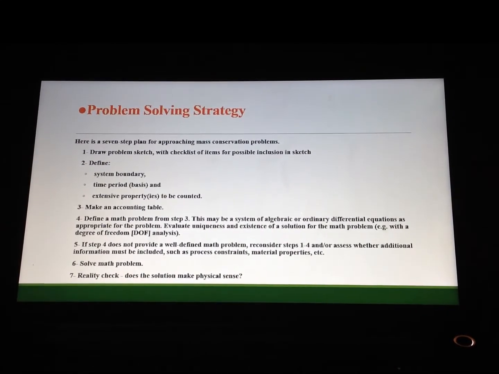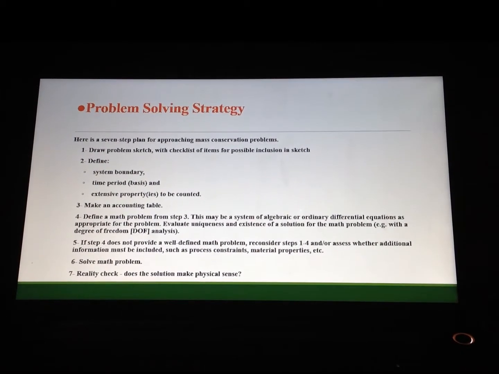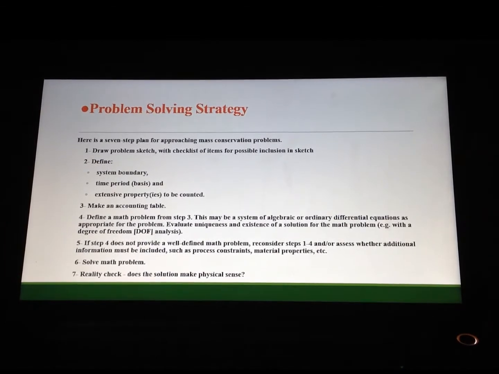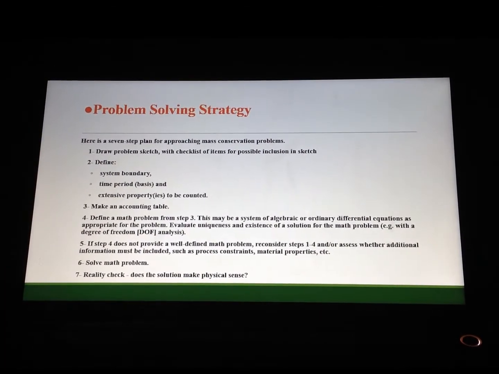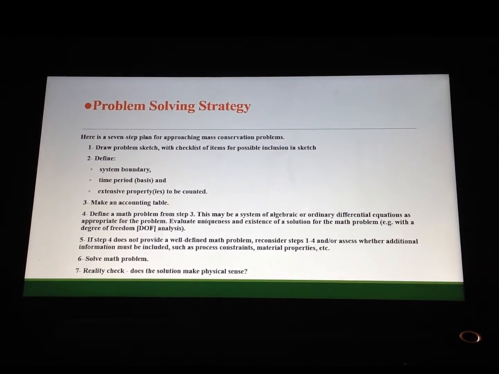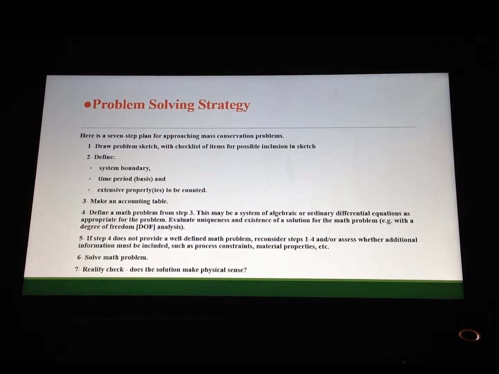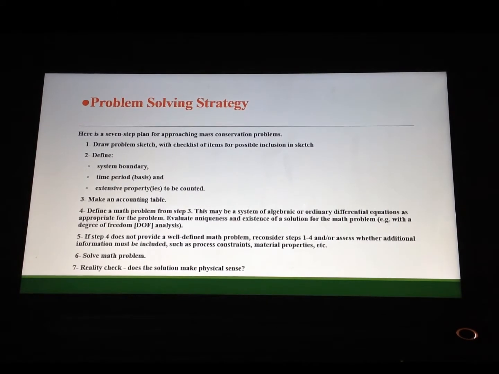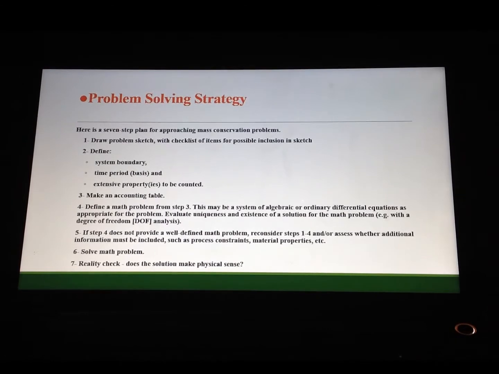The first one is to draw a problem sketch, with a list of items for possible inclusion in the sketch. Then we should define the system boundary, the time period or the basis as we know, and then the extensive properties to be counted. Thirdly, make an accounting table. Define a math problem from step 3. This may be a system of algebraic or ordinary differential equations, as appropriate for the problem.